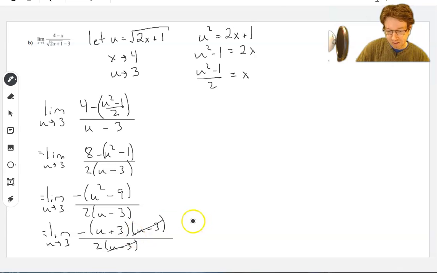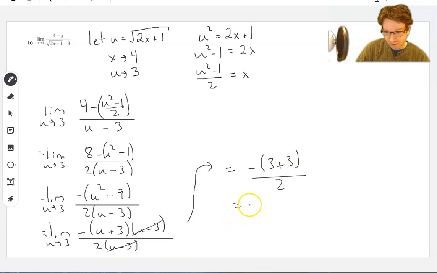So those cancel. And now we can actually apply the limit and set u equal to 3. So we get minus 3 plus 3 all over 2, which is negative 6 over 2, or negative 3.